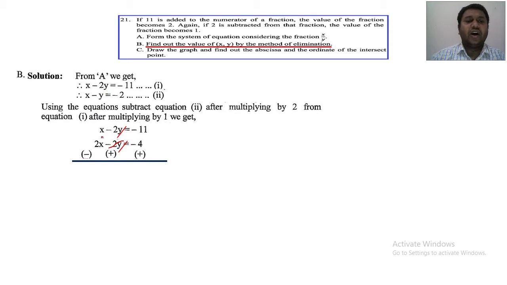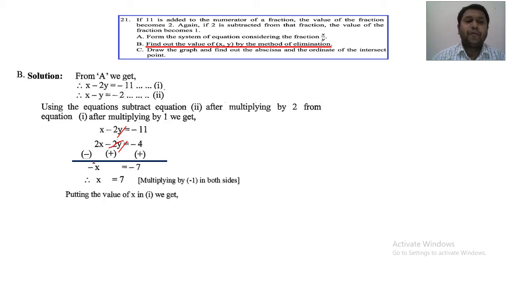So I got x minus 2x, that equals what? Minus x, that equals what? Minus 11 plus 4 equals minus 7. If you multiply by minus 1 on both sides, you will get x equals 7. So this is our value of x.